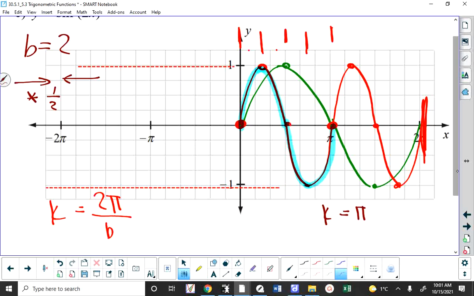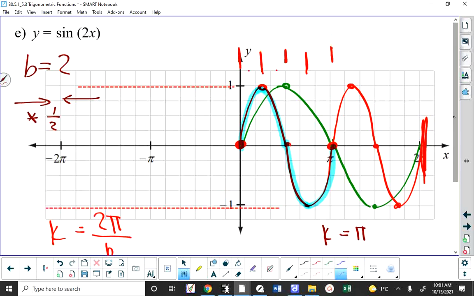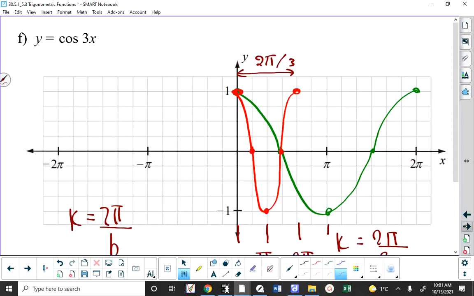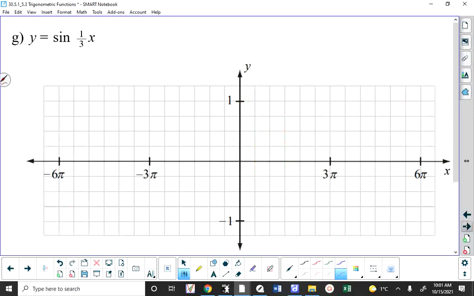In question E, yours is labeled E, isn't it? Okay. In question E, b is 2. The period is 2 pi over 2, which is pi. Is that okay? Okay. I think you know where this is going.